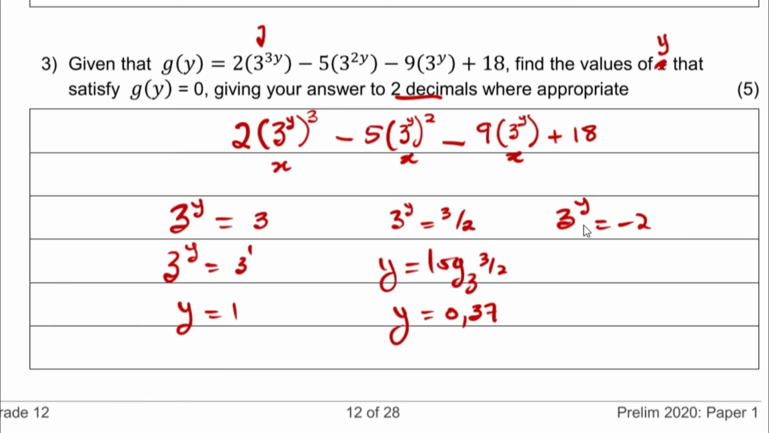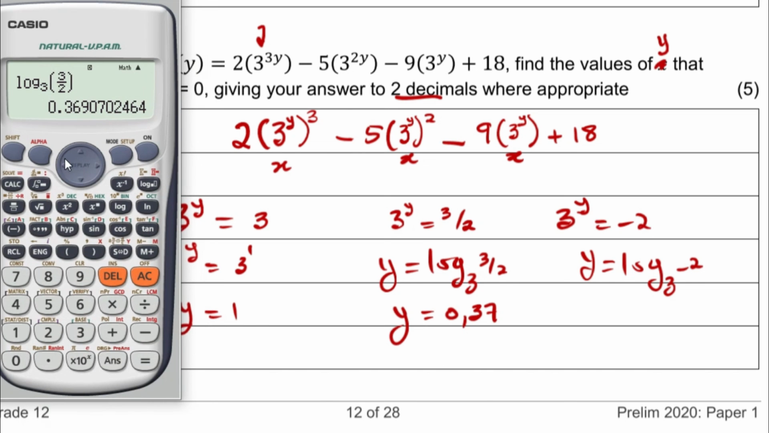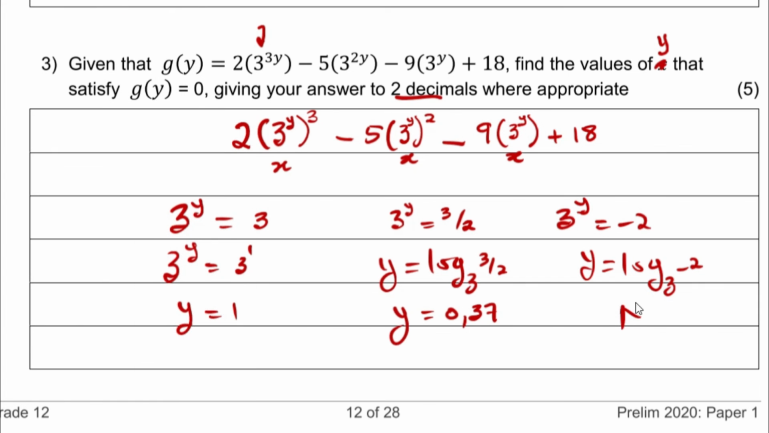Then finally, for this one over here, you have y = log base 3 of −2. And if you try that out, we have this here as −2, so you have no solution, right? So this has no solution. There's no answer for that. Okay, so these are our only 2 answers: y = 1 and y = 0.37. And that's it.